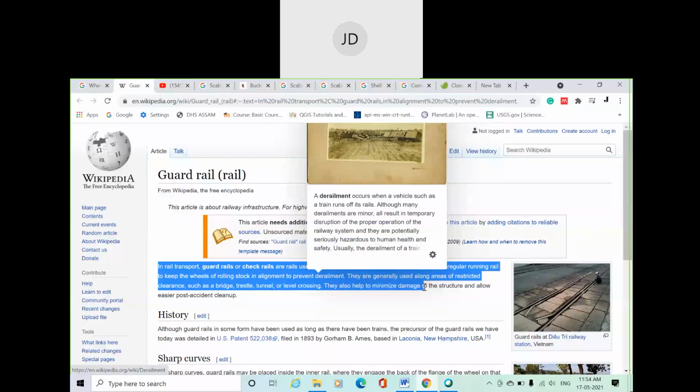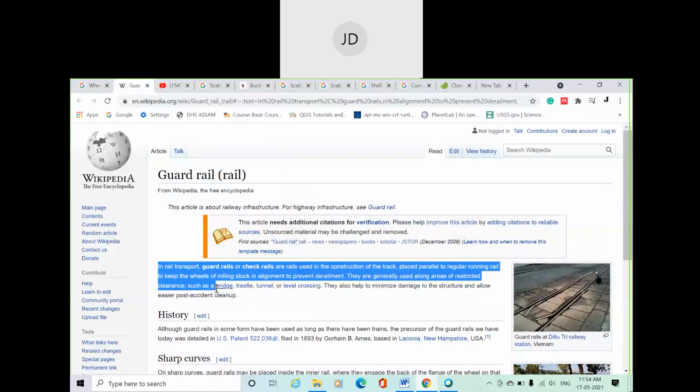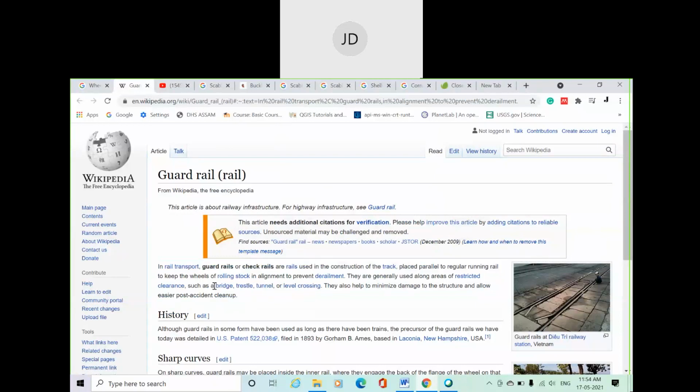They are generally used along areas of restricted clearance, such as a bridge, a tunnel or level crossing. That means there are some sensitive areas like bridges, tunnels, trestles, level crossings, where there should not be any chance of derailment of the rail. We need to provide more strength in that area, and to provide more strength to the sleeper part, we provide an additional inner rail, called a guardrail or check rail. Even by providing this, we can minimize the stresses generated on the rail, and we can also minimize rail wear and tear.